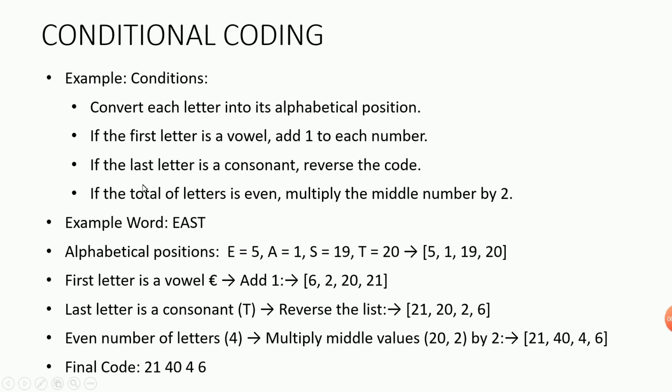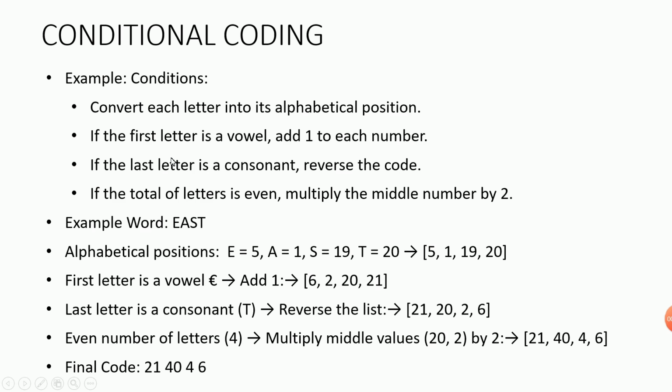So for conditions, 4 conditions they have given here. First condition is convert each letter into its alphabetical position. That is the first condition. So if the first letter is a vowel, that is A, E, I, O, U, add 1 to each number. So that means each letter into alphabetical position, if that is A it means 1, 1 plus 1, 2. So that should be written as B. So next, if the last letter is a consonant, reverse the code. So here the example East is given. So that T is consonant. So we are reversing the code.